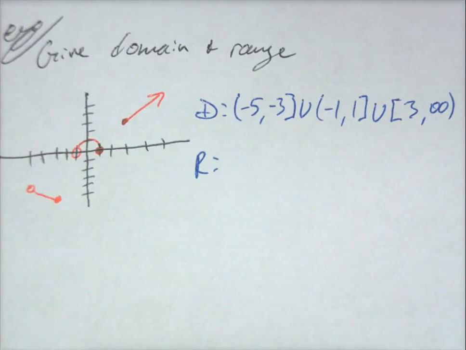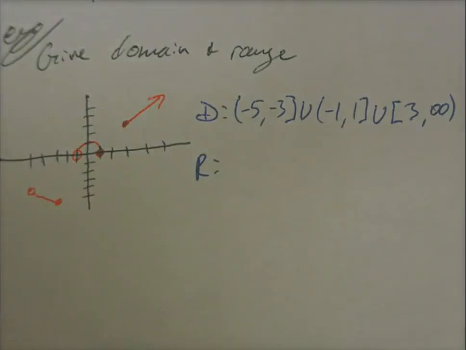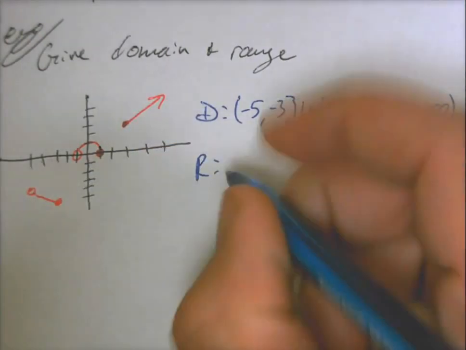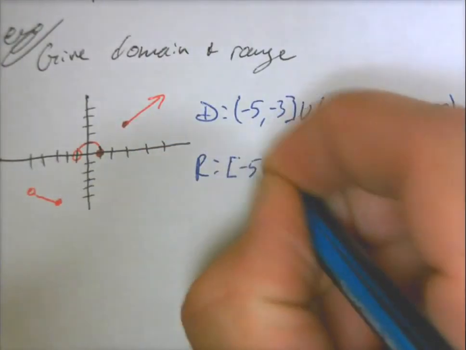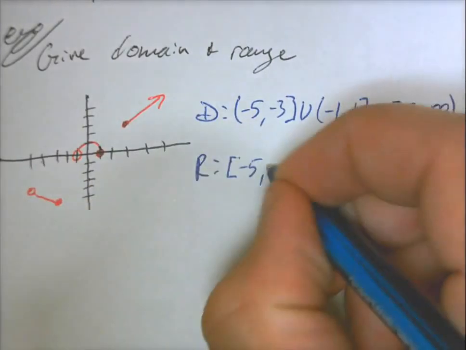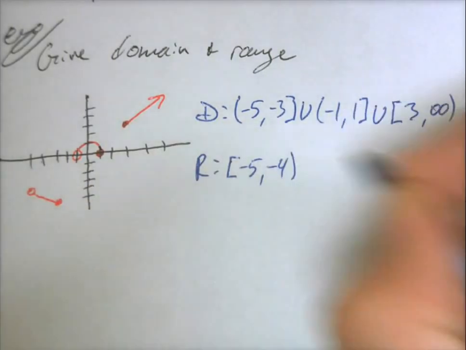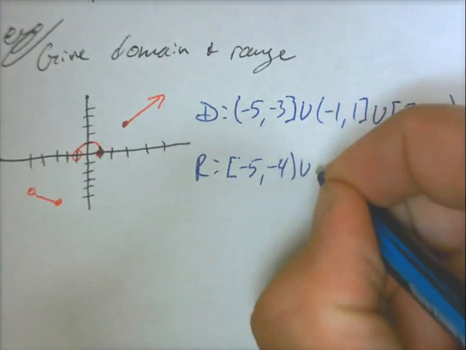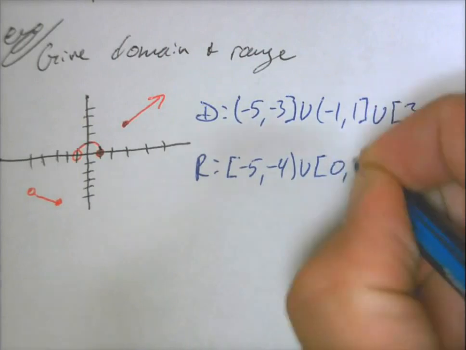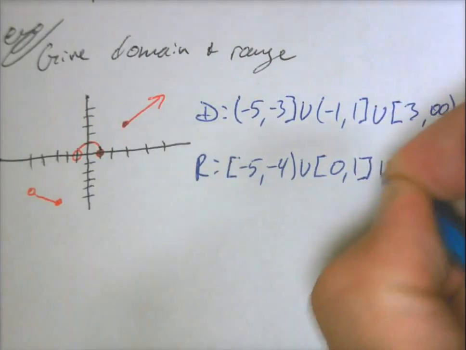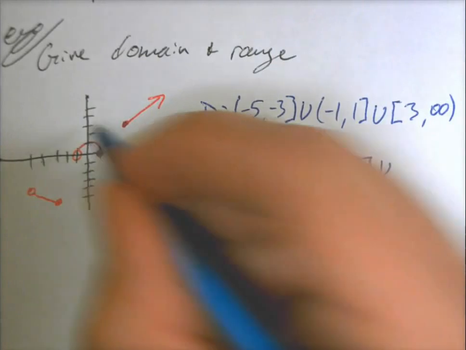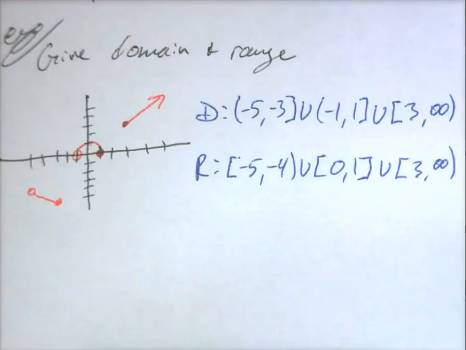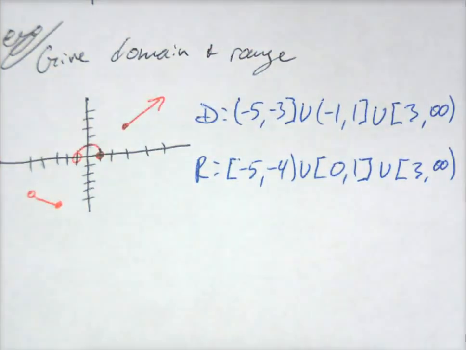Okay, and then the range, we have negative 1, 2, 3, 4, 5 is our lowest. It is included. So negative 5 up to, that's about negative 4. That's not included. And then I have 0 to 1 where all of that's included. So union 0 to 1. Union 1, 2, 3. Also 3 to infinity. And there it is.